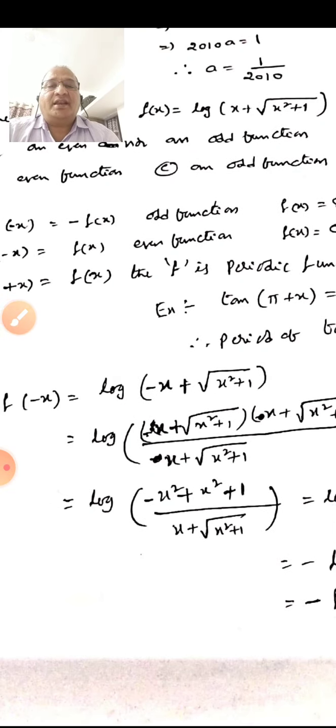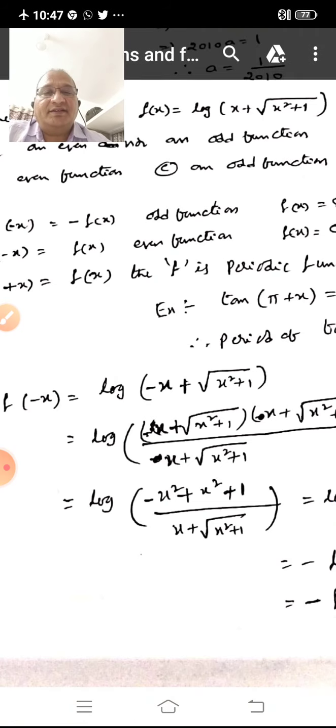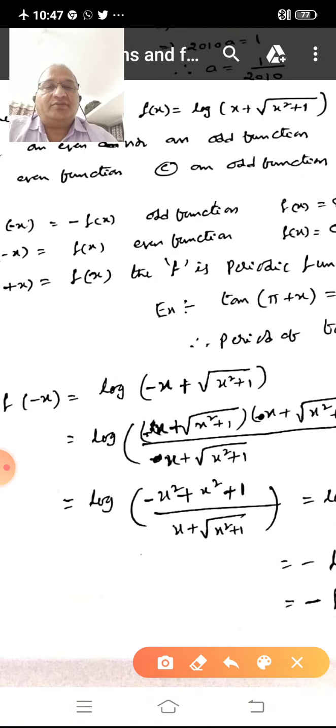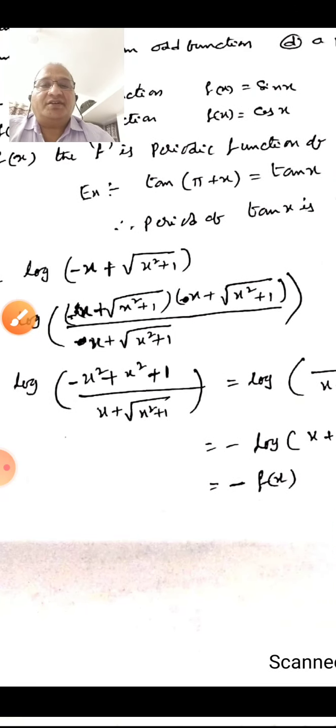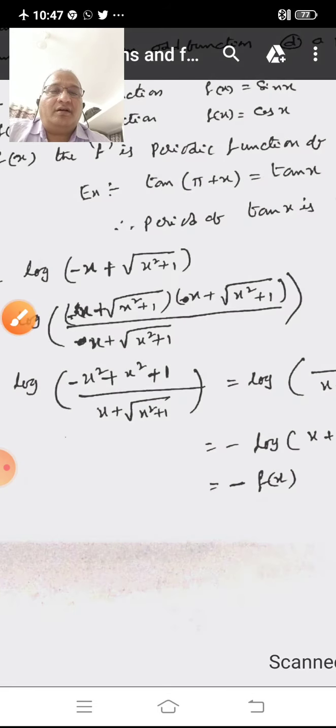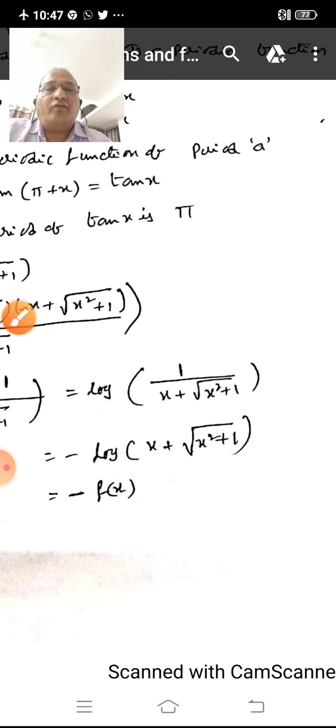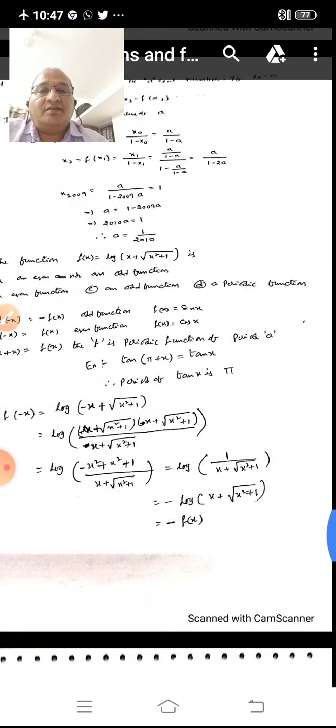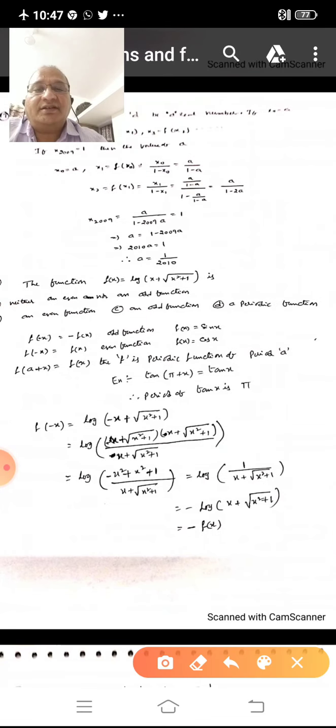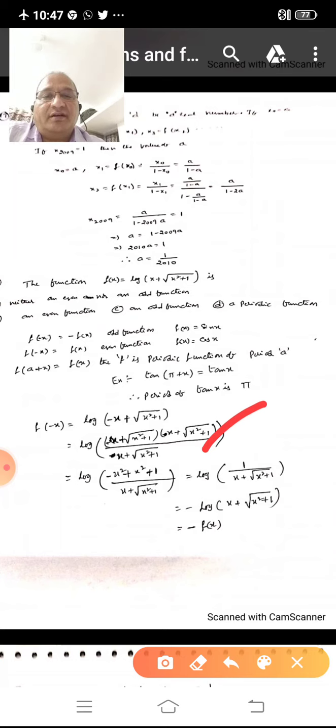See, f of minus x, I replace x with minus x. Minus x whole square will become x square. Now if you rationalize that one, after simplification, finally you get log of 1 by x plus square root of x square plus 1. So observe the simplification here. F of minus x I replaced here, after multiplying and dividing with x plus square root of x square. Now x square, a plus b into a minus b.